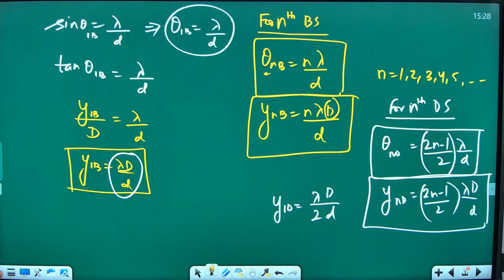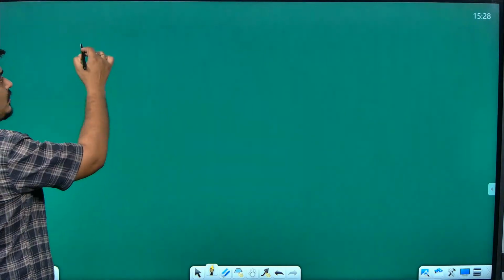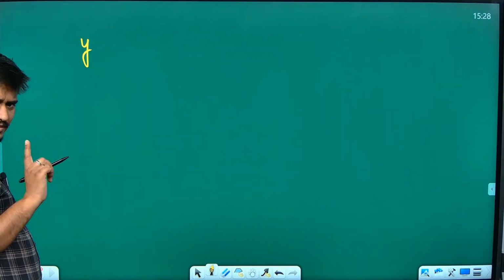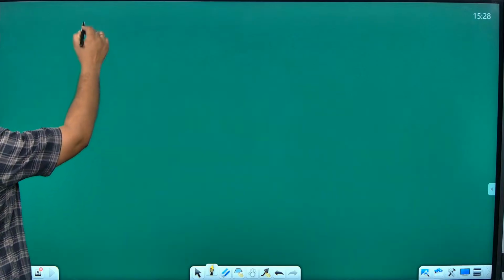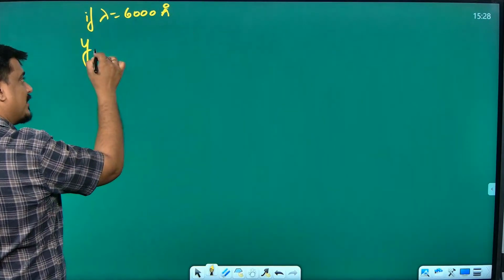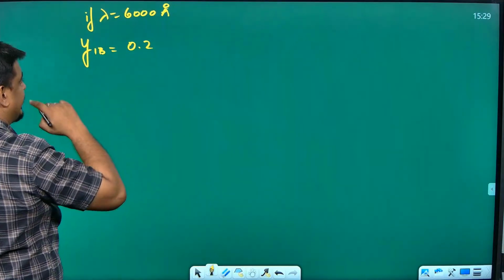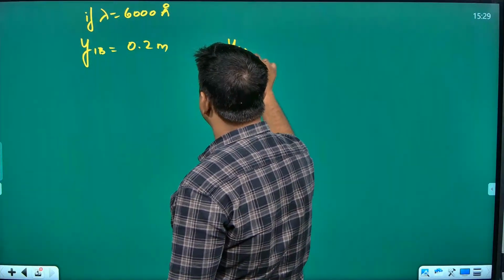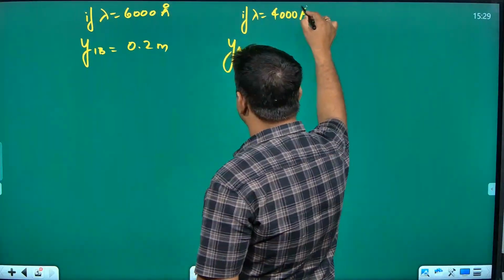What is the question, Yashwant? What is given? First maxima. Loudly read the full question. Lambda is equal to 6,000 Angstrom. They are telling that if lambda is 6,000 Angstrom, first maxima is obtained at 0.2 meter from the center. Where will be the fourth minima, y of fourth dark, if lambda becomes 4,000 Angstrom? This is the question.